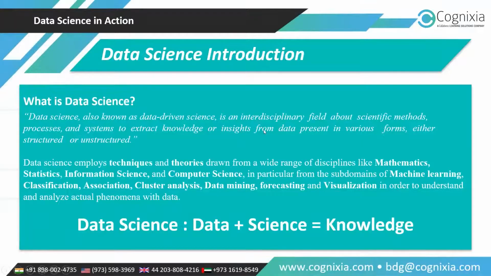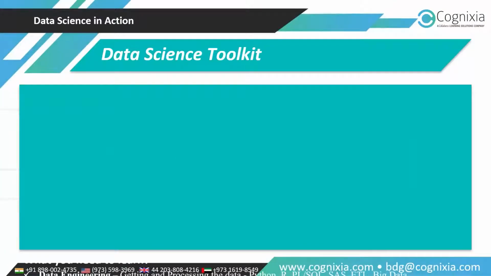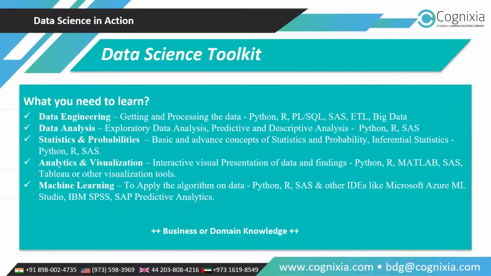A very important topic: what is data science? Now we will proceed with the second topic, which is also very important for data science aspirants: what do you need to learn? Basically, the data science toolkit. This is a very confusing question among participants: exactly what am I supposed to learn? There are too many things available in the market. I know what is data science, I know what is machine learning, and now I want to learn data science.